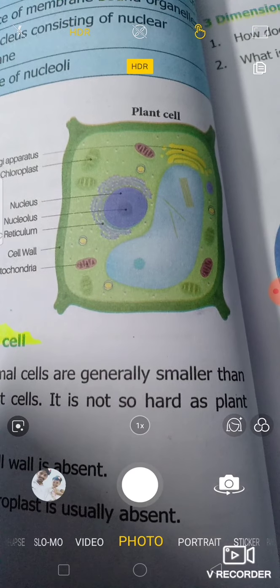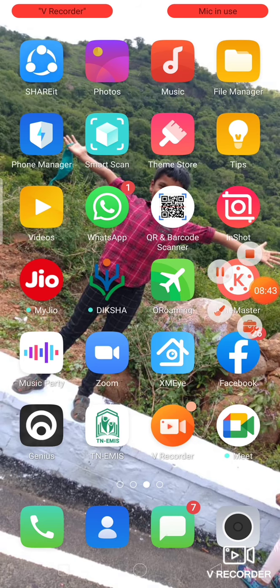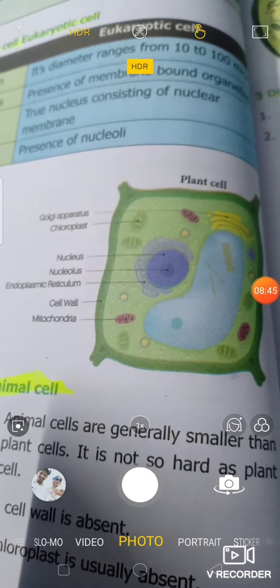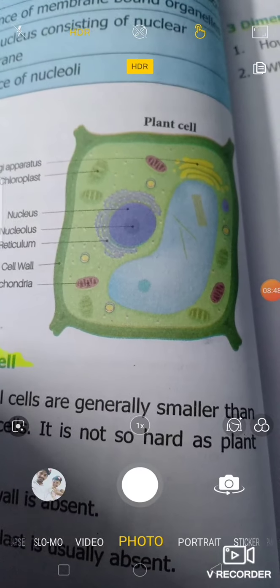You can see the outer layer of the well-defined plant is very hard.